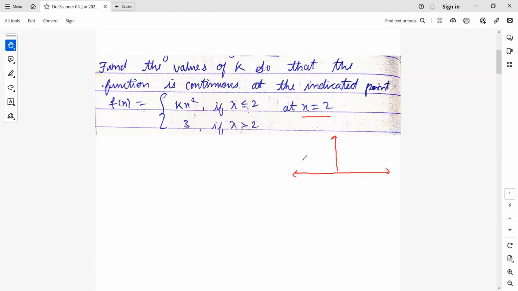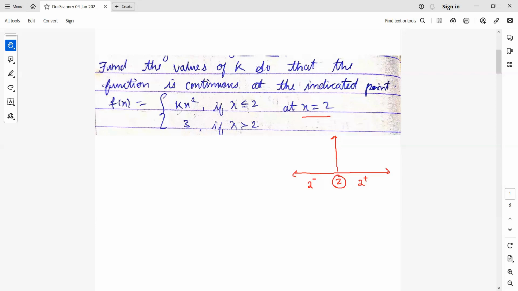So try to understand this. Here I am considering the point as 2. The value less than 2, I will indicate as 2 minus, and the value greater than 2, I am indicating as 2 plus. Again we will observe the question over here. See f of x is equal to kx square at two values here. Less than is given as well as equal to is given.